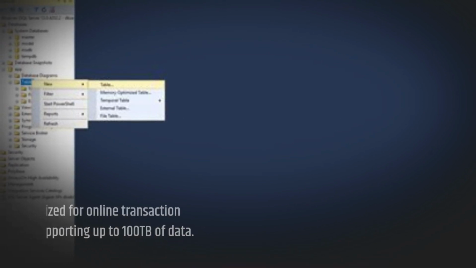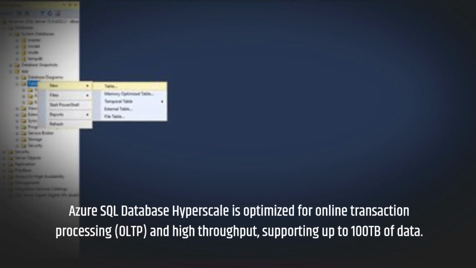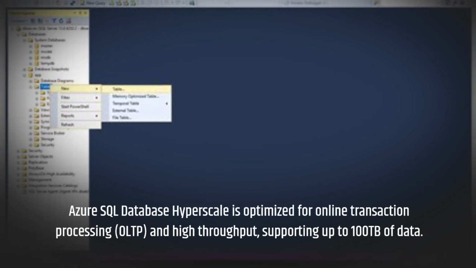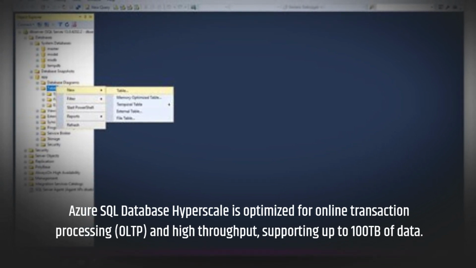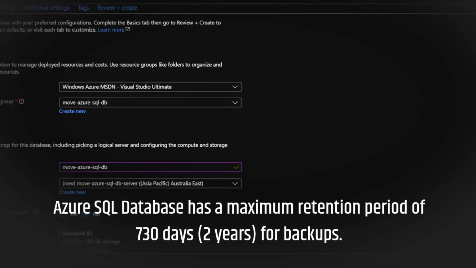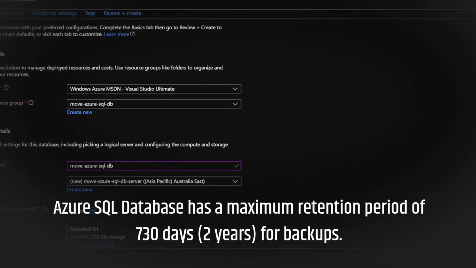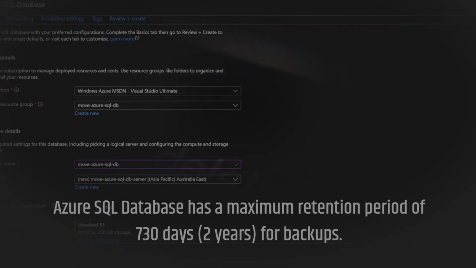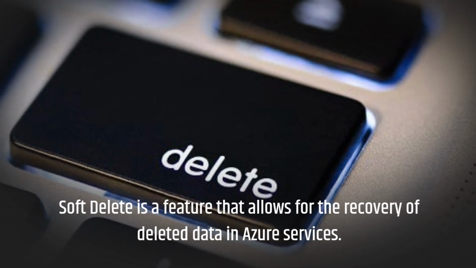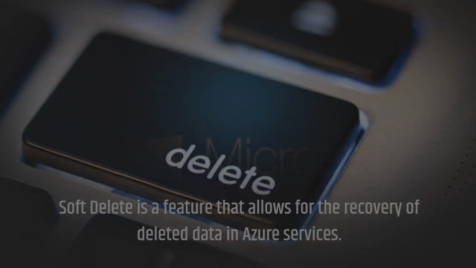Azure SQL Database Hyperscale is optimized for online transaction processing, OLTP, and high throughput, supporting up to 100 terabytes of data. Azure SQL Database has a maximum retention period of 730 days, 2 years, for backups. Soft Delete is a feature that allows for the recovery of deleted data in Azure services.